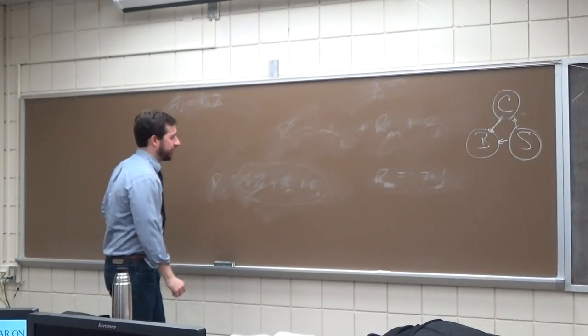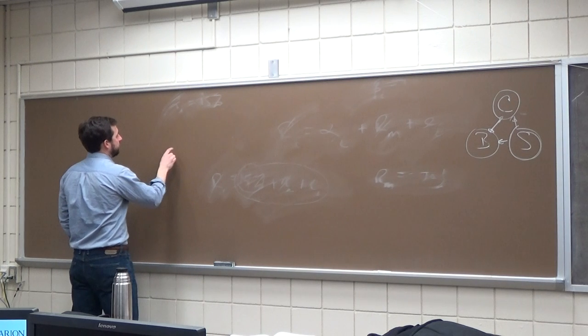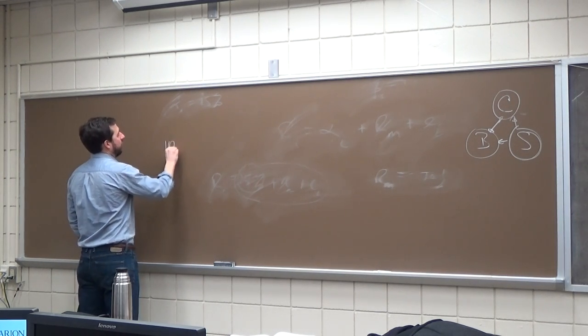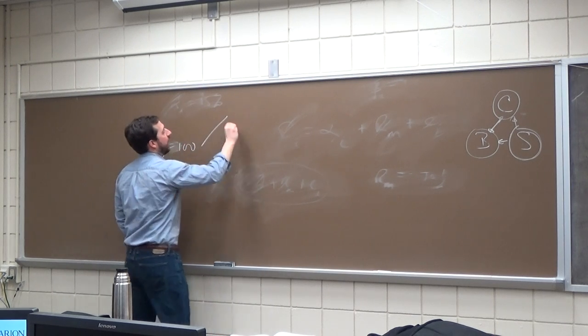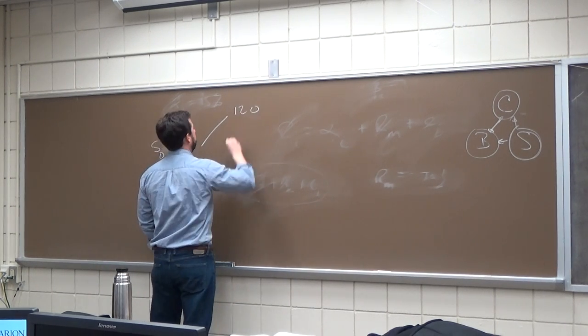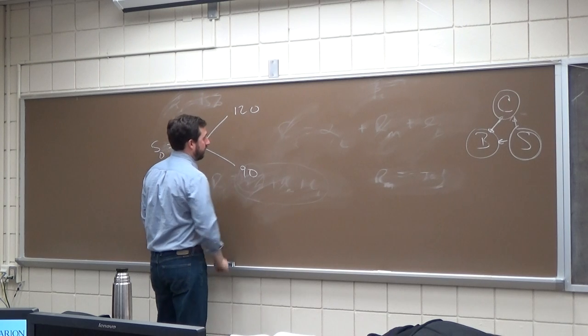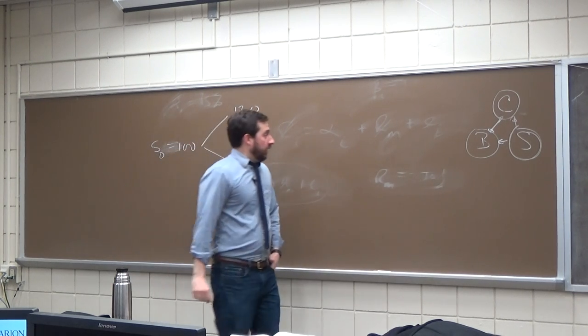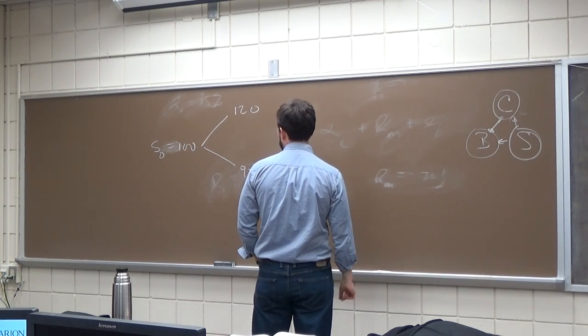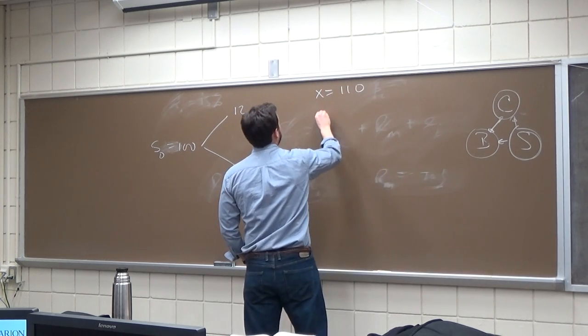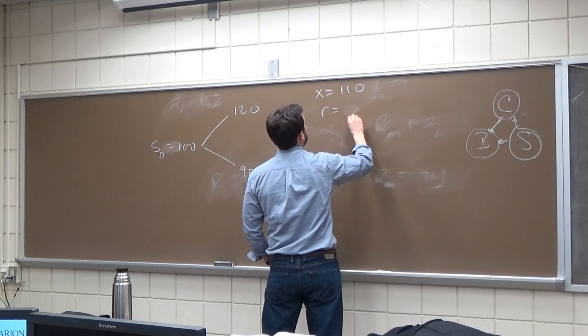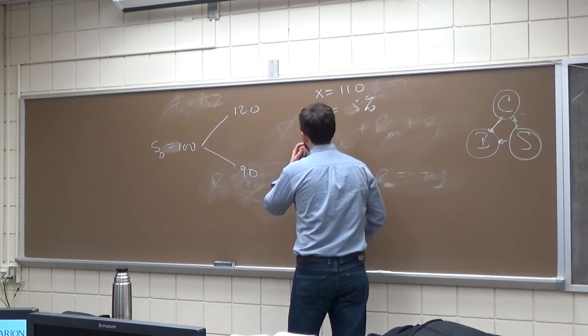So the idea, we'll set up a simple binomial model, and we'll say the stock price today is equal to 100. And this will either go up to 120 or down to 90. We'll say the exercise price is equal to 110. The risk-free rate is equal to, let's just say, 5%.